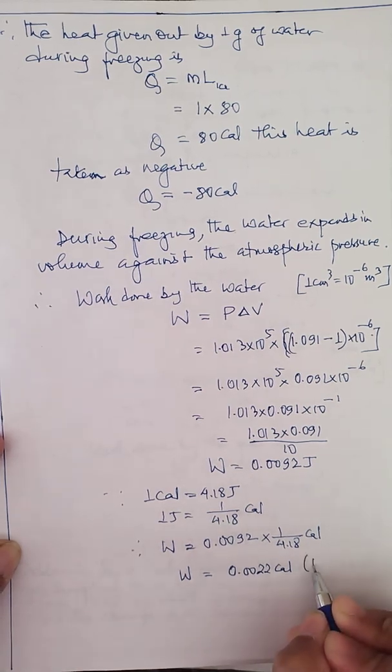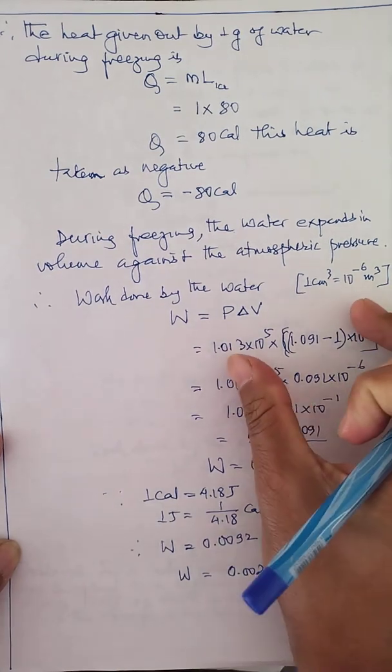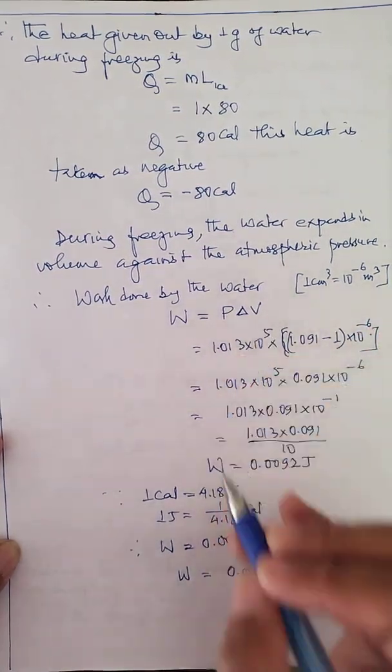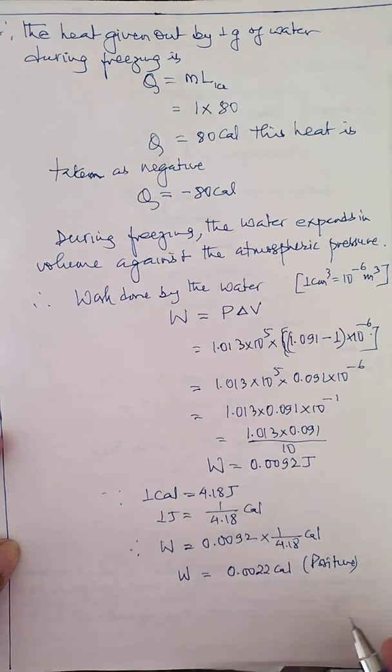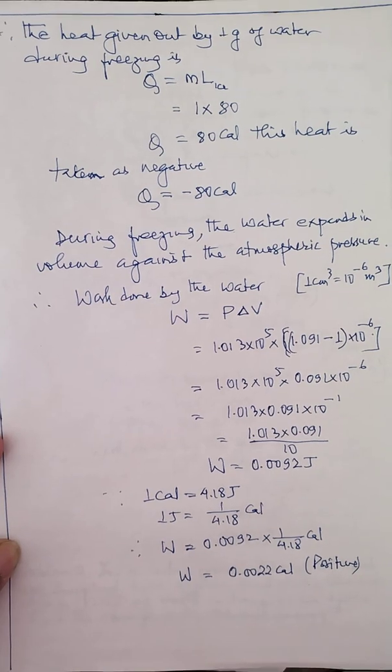Now this work done by the water as a system is always taken as positive. Why is this work done positive? Because there is an increase in volume, the volume expands. If volume expands or increases, then the work done is taken as positive. But actually you have to find the change in internal energy.